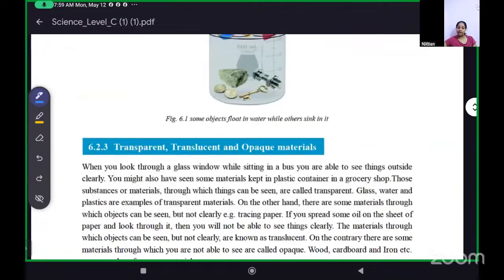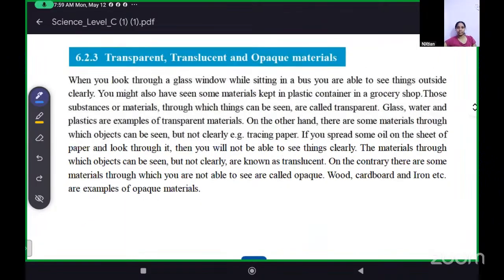Then we have other types of materials based on the ability of light to pass through them, or the ability of us to see through them. Those are three types: transparent, translucent, and opaque. What are these three? An example of transparent can be glass, which is fully transparent and you are able to see through.